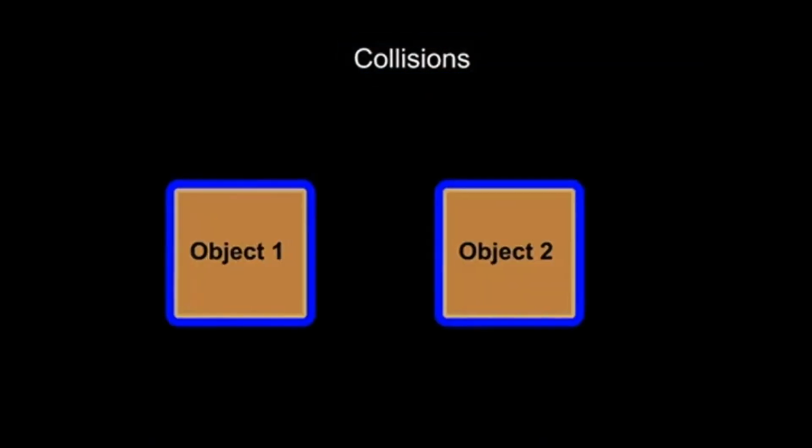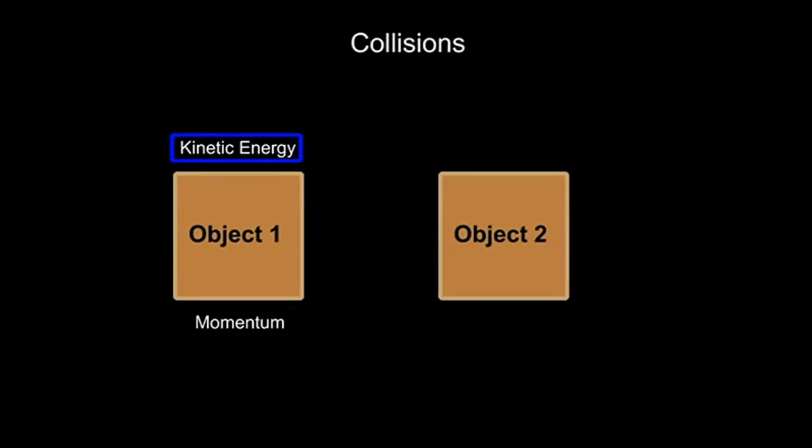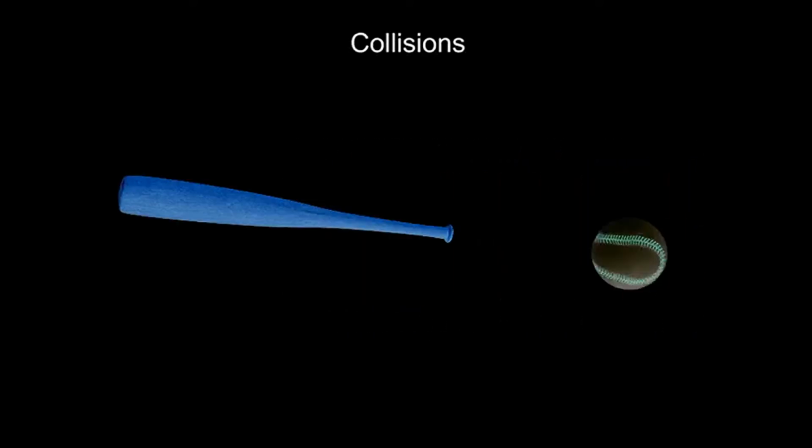Collisions happen when two or more objects come into contact with each other and a transfer of momentum and kinetic energy occurs. Collisions occur every time you hit a baseball, bounce a basketball, or play pool.